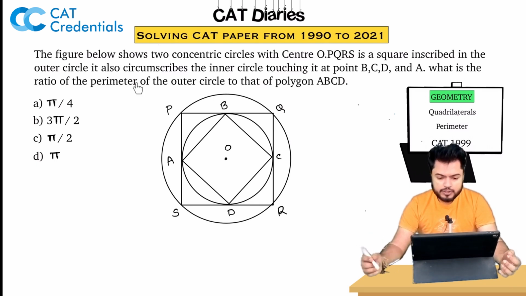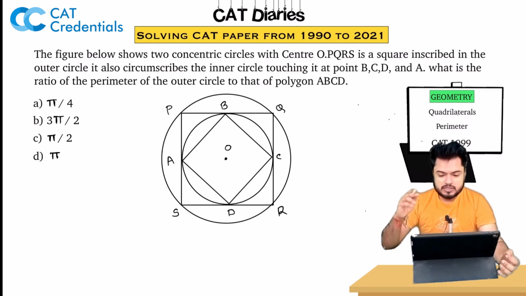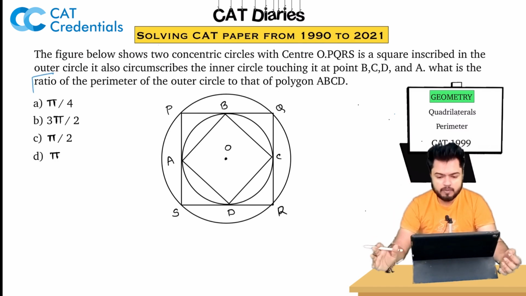What is the ratio of the perimeter of the outer circle to that of the polygon ABCD? So inside you can see a polygon ABCD and outside that there is a circle. So what is the ratio of the perimeter of the circle to that of the polygon? Okay, so clearly the problem is understood.